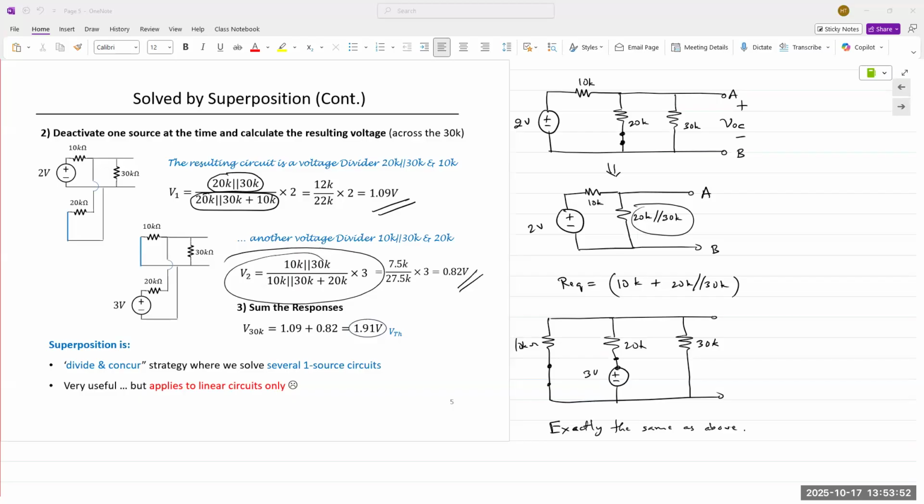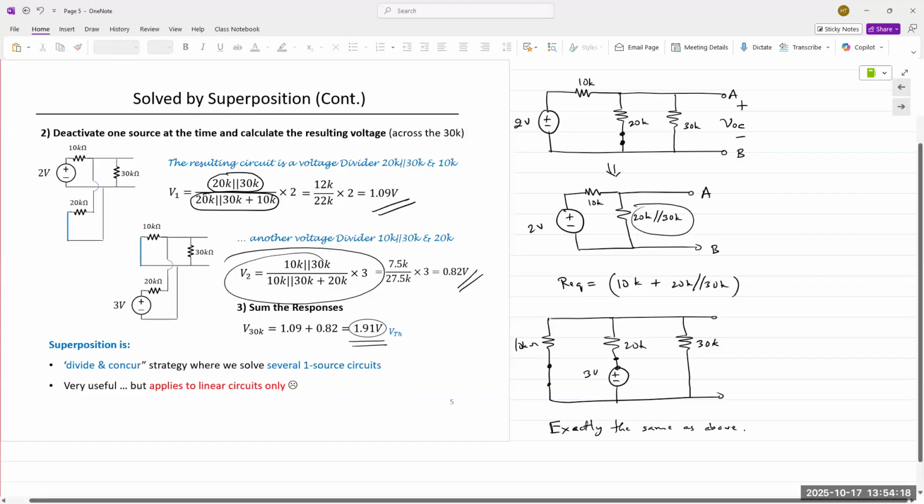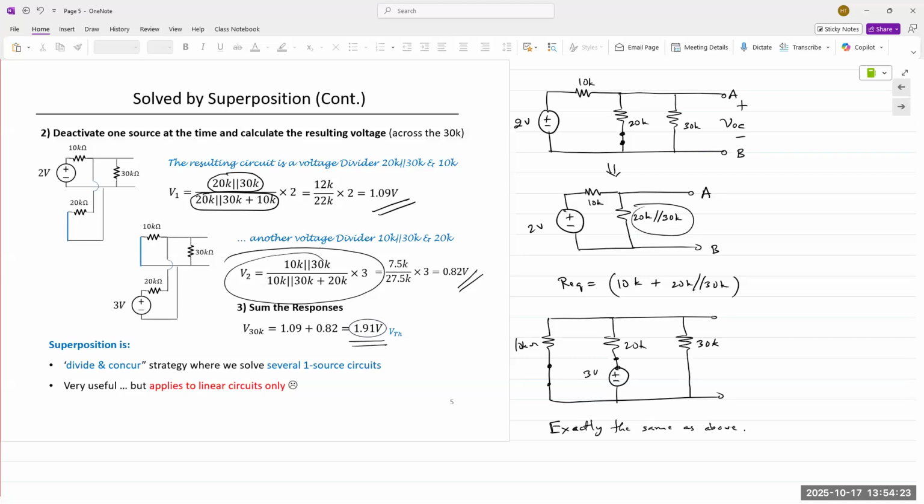Okay. So we have two voltages, 1.09 and 0.82. They both have the polarity in the same direction. So in order to find the actual Thevenin voltage, we need to sum up both those voltages. So 1.09 plus 0.82. So our actual Thevenin voltage is 1.91 volts. In order to find just one quantity, just one voltage, we had to set up the circuit and analyze it two different times, or analyze it separately.